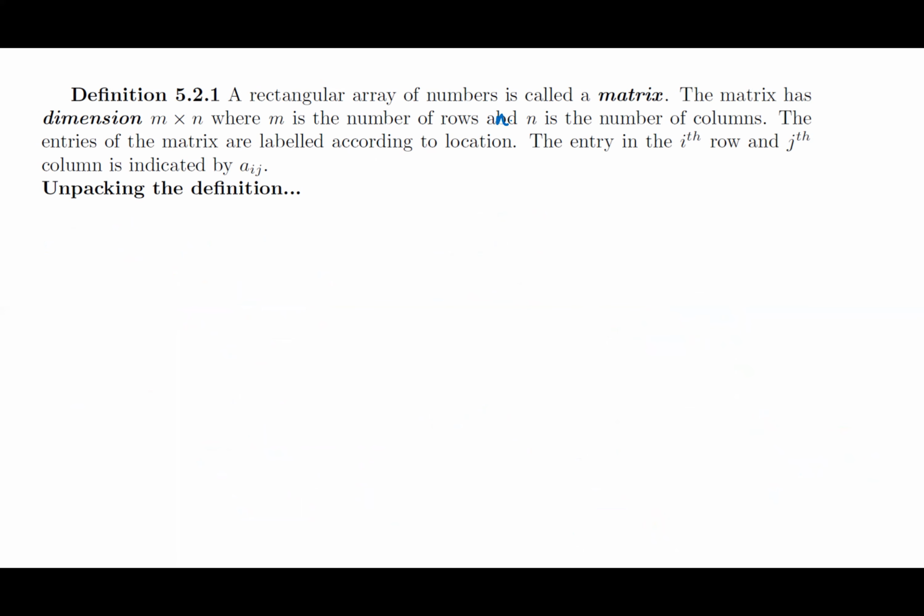The dimension of that matrix, of any matrix, is m by n. M is the number of rows, n is the number of columns, and then we label the entries according to location. So the subscript a_ij means whatever entry is in the ith row, jth column, okay?